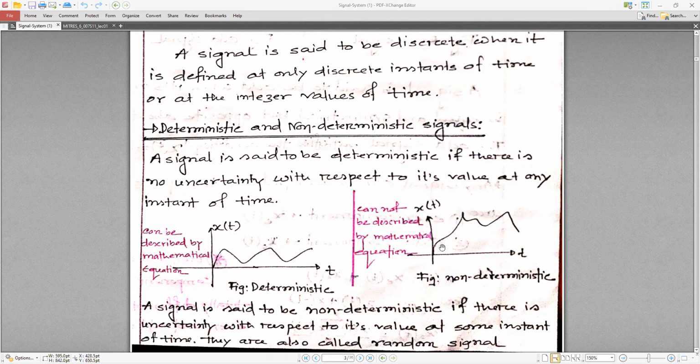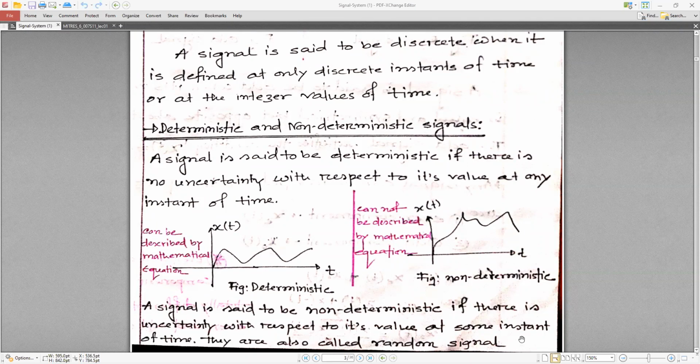And the non-deterministic signal, you cannot define the position of the signal. You do not know how the signal will behave after some time. A signal is said to be non-deterministic if there is uncertainty with respect to its value at some instant of time. They are also called random signals. So deterministic and non-deterministic signals are there, and these are the definitions.